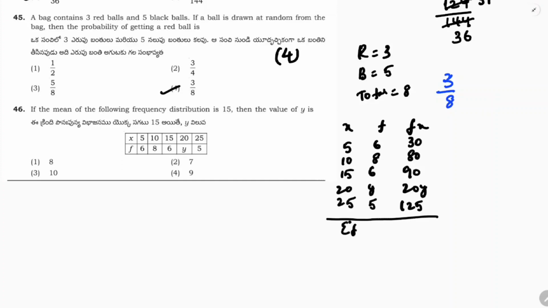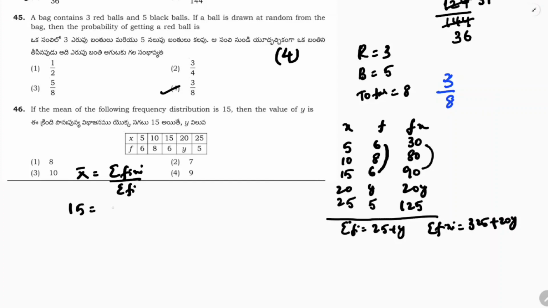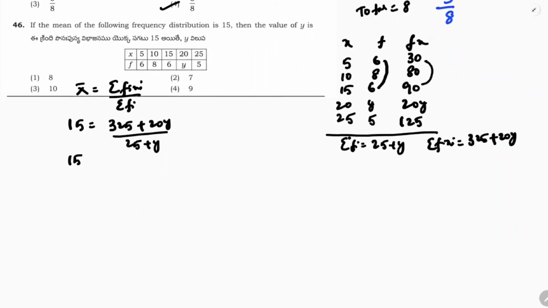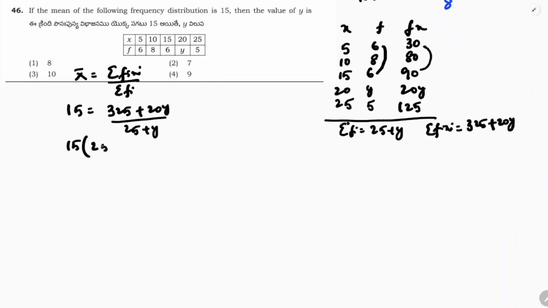Sigma fi, if you do 6 plus 6 12, 12 plus 8 20, 25 plus y. And if you calculate here, 90 plus 30 is 120, 120 plus 80, 200 plus 125, sigma fi xi is 325 plus 20y. So the mean formula is sigma fi xi by sigma fi. So mean is 15, equals 325 plus 20y by 25 plus y. Cross multiply: 15 into 25 plus y, equals 325 plus 20y.